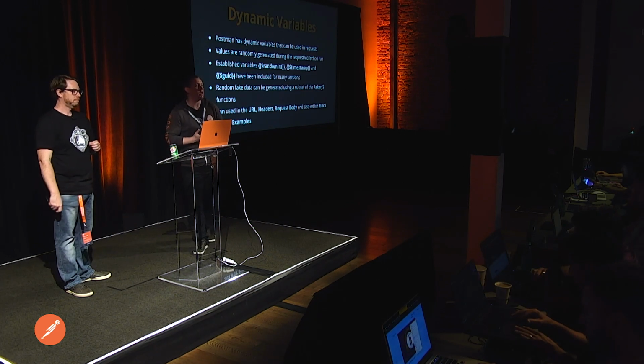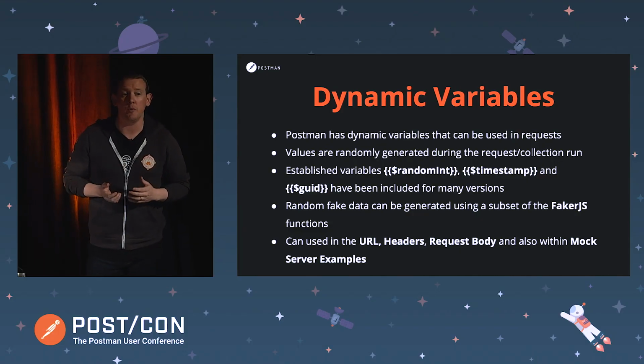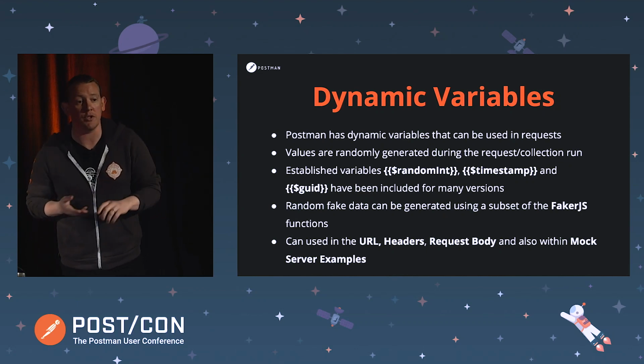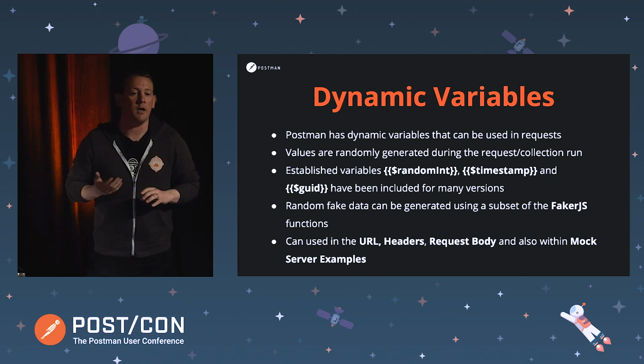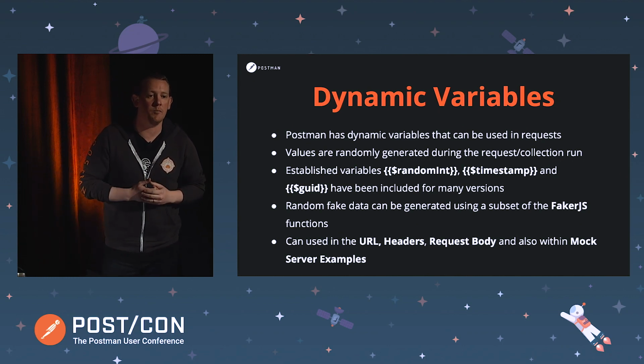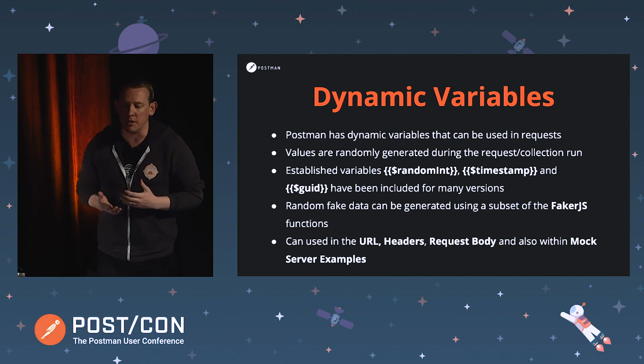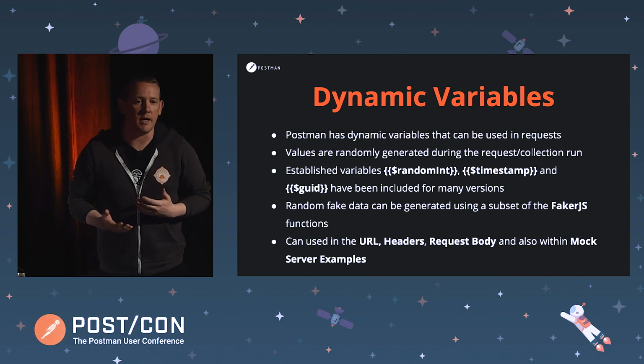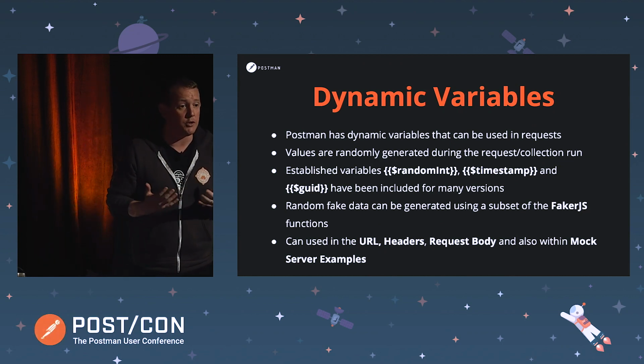So first of all, dynamic variables. There have been dynamic variables within the application for a while. You might know these as random int, or the GUID, or the timestamp. But recently we've added a subset of the Faker.js module. This introduces things like a randomized data set that you can use in these different places where you can use dynamic variables.